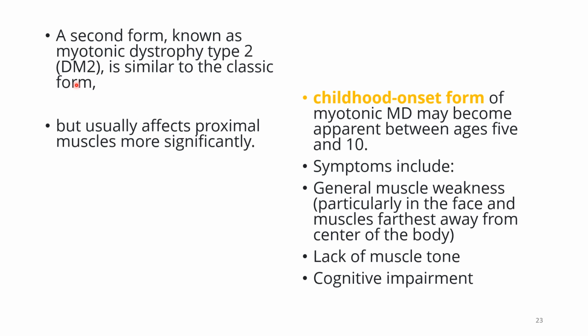The second form, known as DM2, that is myotonic dystrophy type 2, is similar to the classic form but usually affects the proximal muscles more significantly. Childhood onset form of myotonic muscular dystrophy may become apparent between the ages of 5 to 10 years. The symptoms will include general muscle weakness, particularly affecting the face and muscles farthest away from the center of the body, lack of muscle tone, and there is a cognitive impairment.